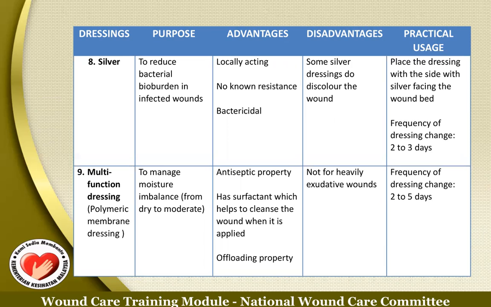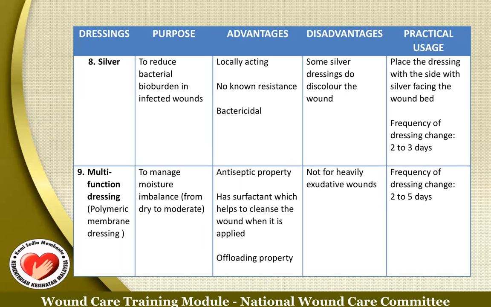Silver dressings are used to reduce bacterial bioburden in the infected wound. They are locally acting, have no known resistance yet, and are bactericidal. Some silver dressings do discolor the wound. Place the dressing with the silver side facing the wound bed, and we change every 2 to 3 days.